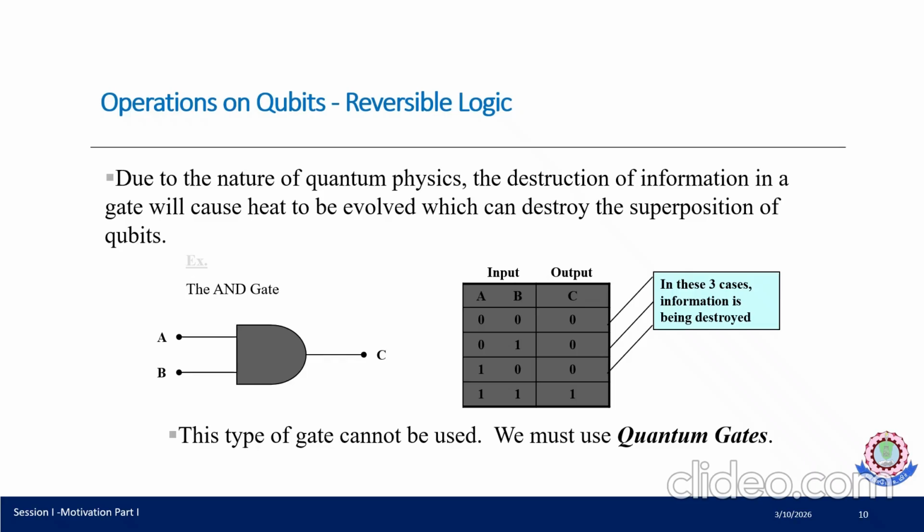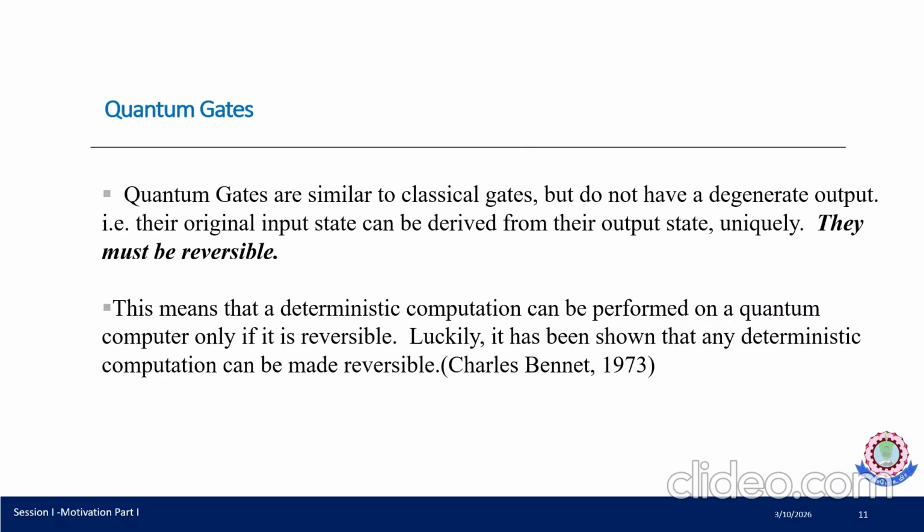Due to the nature of quantum physics, the destruction of information in a gate will cause heat to be evolved, which can destroy the superposition of states. So first, in qubits, the AND gate is going to play a major role. In the AND gate, we will have basically two inputs in terms of 0 and 1, which holds the value of n as 2. So 2 to the power of n is equal to 4.